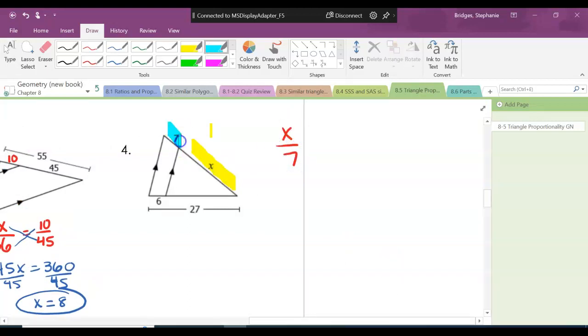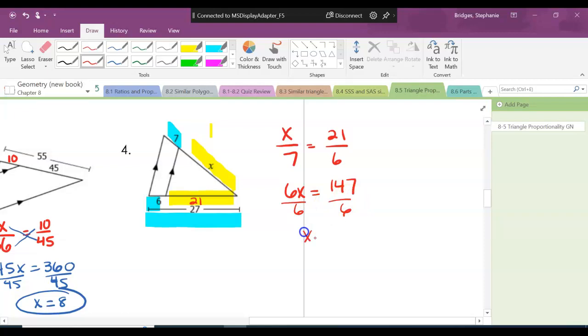7. And again, they gave me the whole piece here, but I don't want the whole piece. I want this little bitty piece. How do I figure out what that is? 27 minus 6, which would give me 21. So then it's going to be 21 over the little piece here, which is 6. So we cross multiply, we get 6x equals 147. And divide by 6, and we get x equals, there you go.